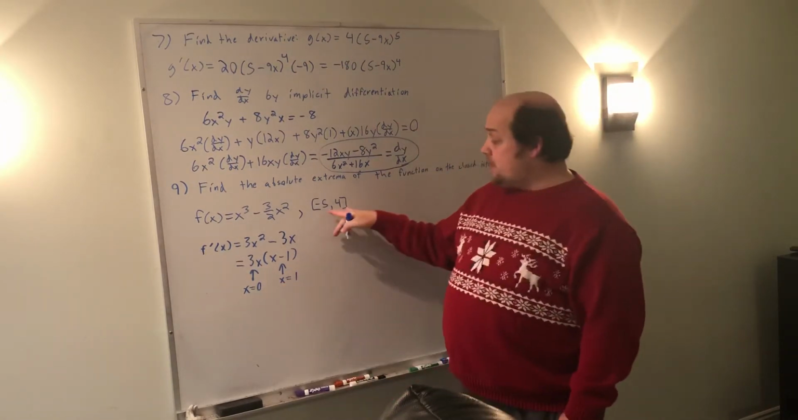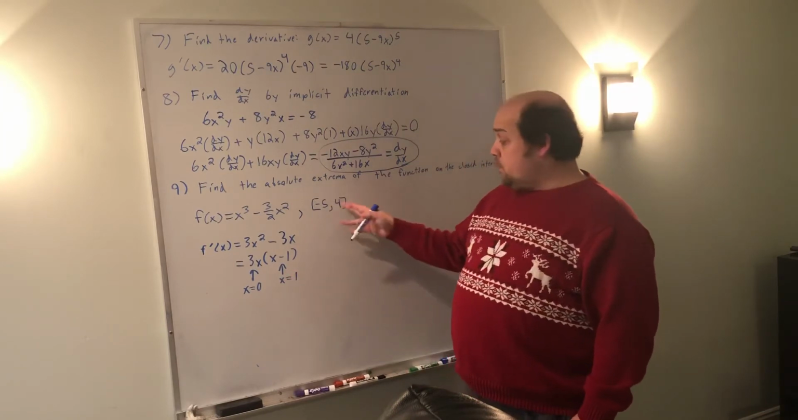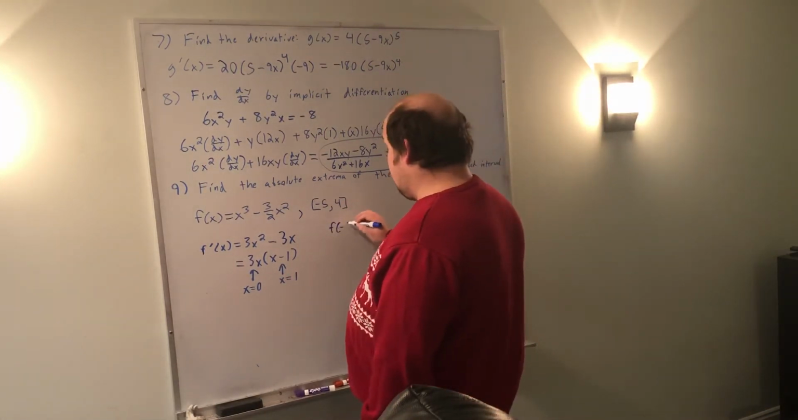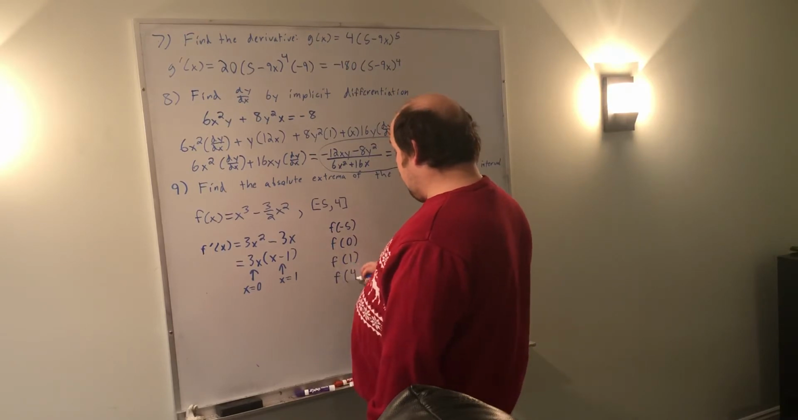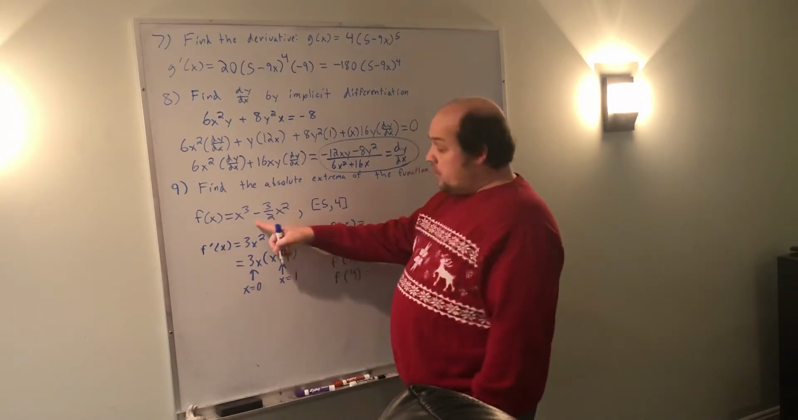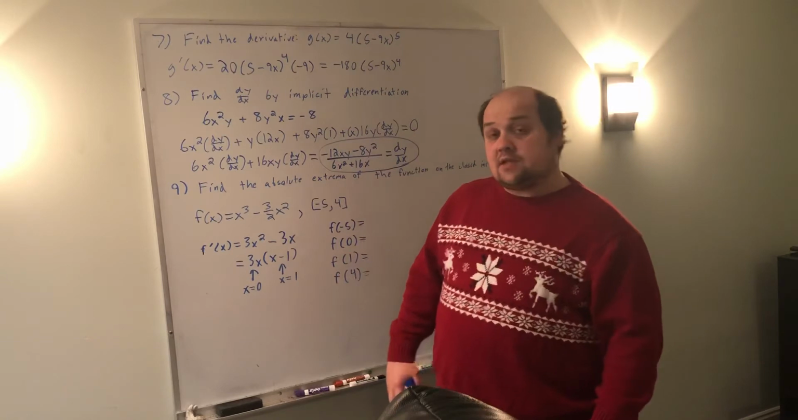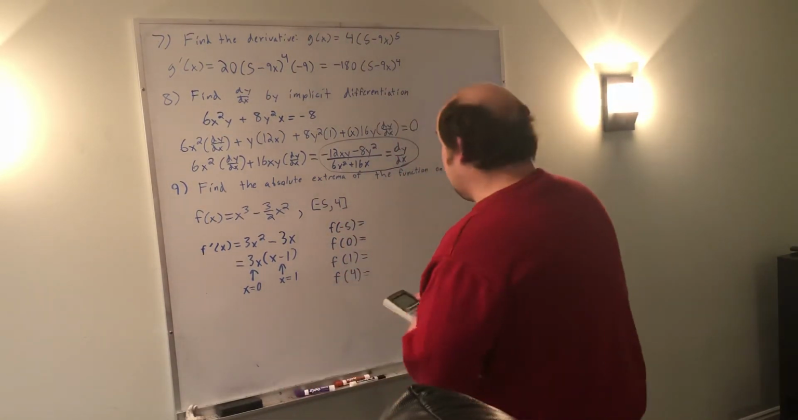Both of these are within my interval from negative 5 to 4, so there are 4 total points that I need to test. I'm going to start by finding f of negative 5, then f of 0, f of 1, and finally f of 4. After I put each of these into the original equation, I'm going to see which one's the largest and which one's the smallest. The largest I'll label as the maximum, the smallest I'll label as the minimum.